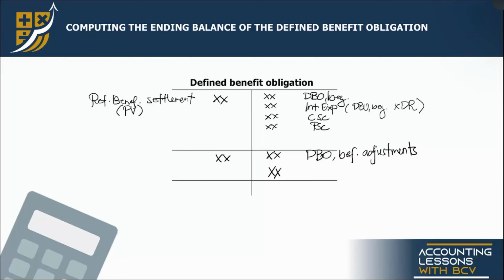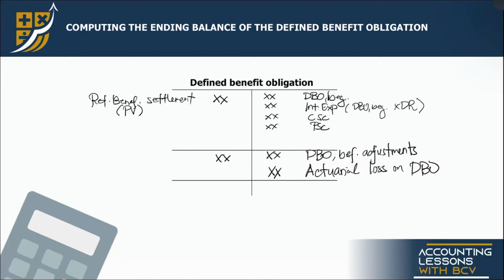Anong sabi natin kanina sa discussion? Kapag actuarial loss, anong nangyayari sa DBO? Siya ba'y tumataas or bumababa? Answer, tumataas. Tama? That's why, kapag may actuarial loss tayo, ilalagay natin siya dito sa credit side. Okay? Actuarial loss on defined benefit obligation. Because that will increase your DBO.